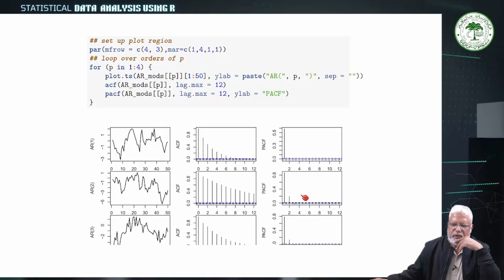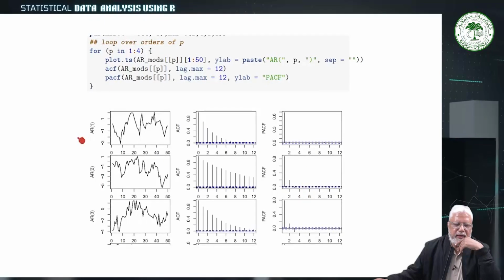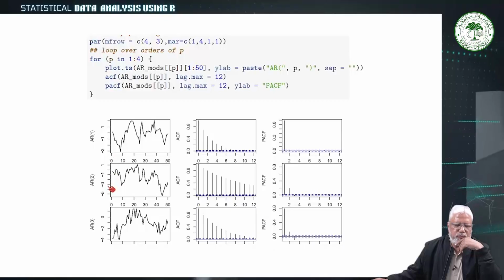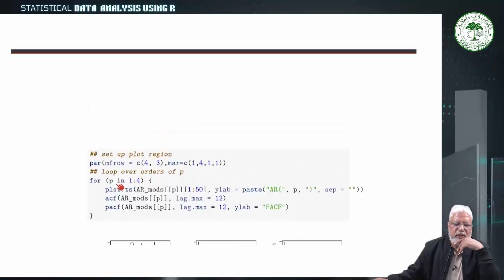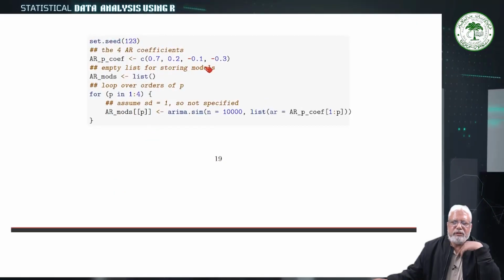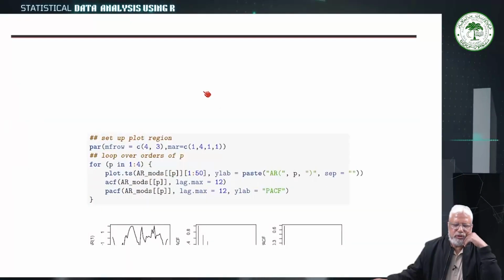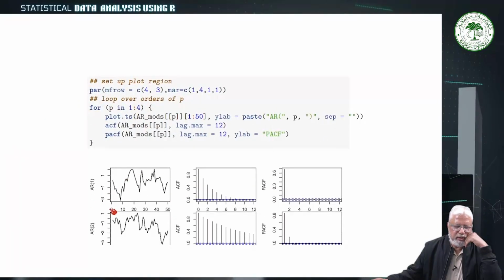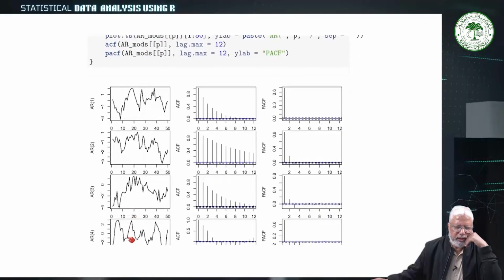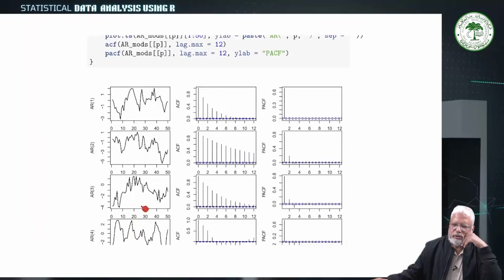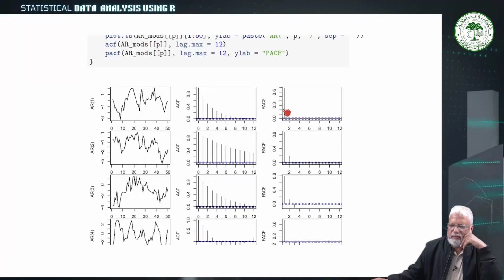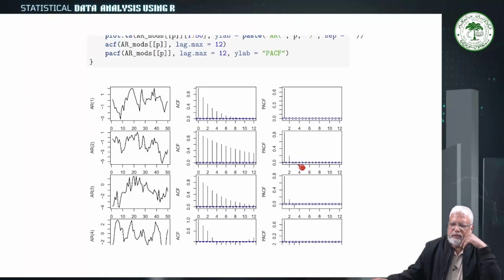So these are the PACF plots, and they are AR1 with 0.7, AR2 with 0.7, 0.2, AR3 adds -0.1, AR4 adds -0.3. So these are the coefficients, and these are the behavior of the ACF plots, and these are the behavior of the PACF plots.